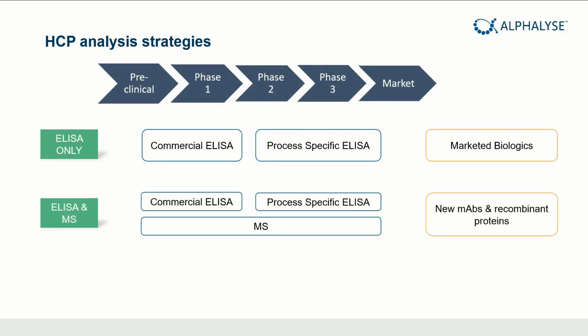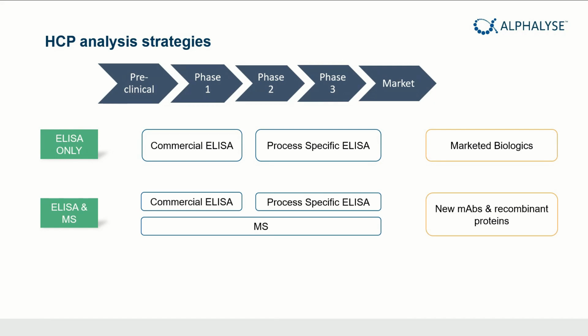And that's why many companies started using mass spectrometry as an orthogonal method to the ELISA approach. Mass spectrometry you can apply early on. You can use it to see if your ELISA detects all major HCPs. You can see if there are abundant HCPs. You can use it to guide your purification process development.